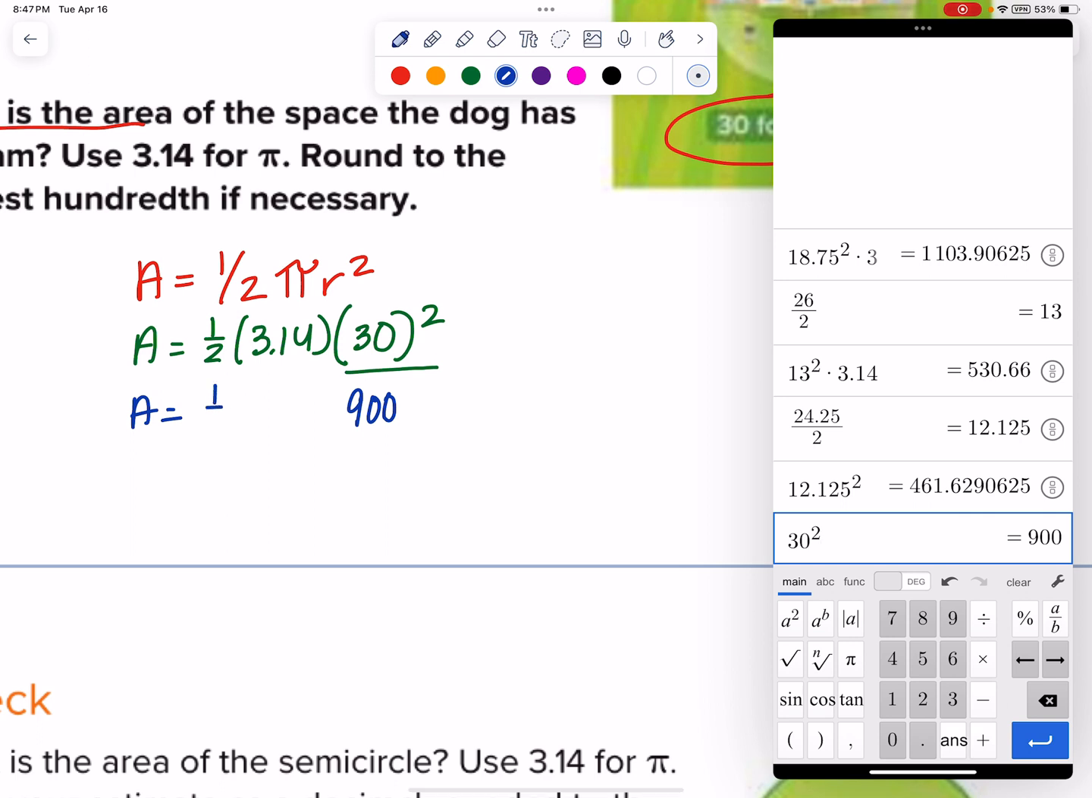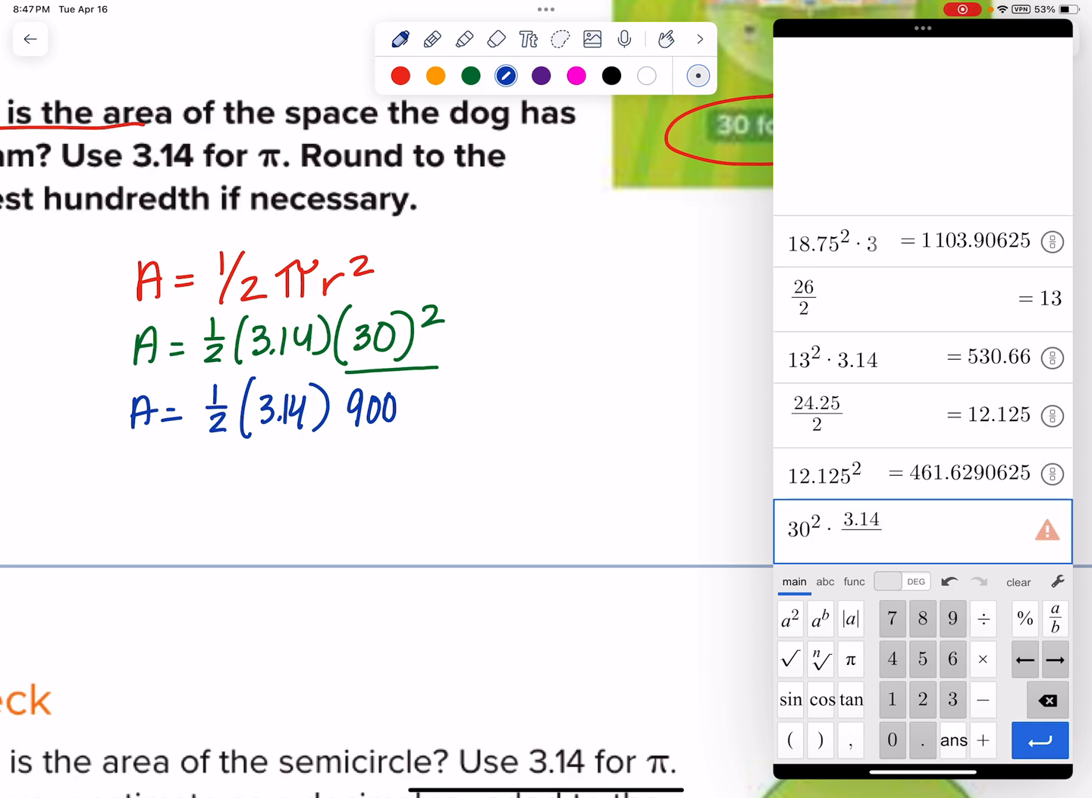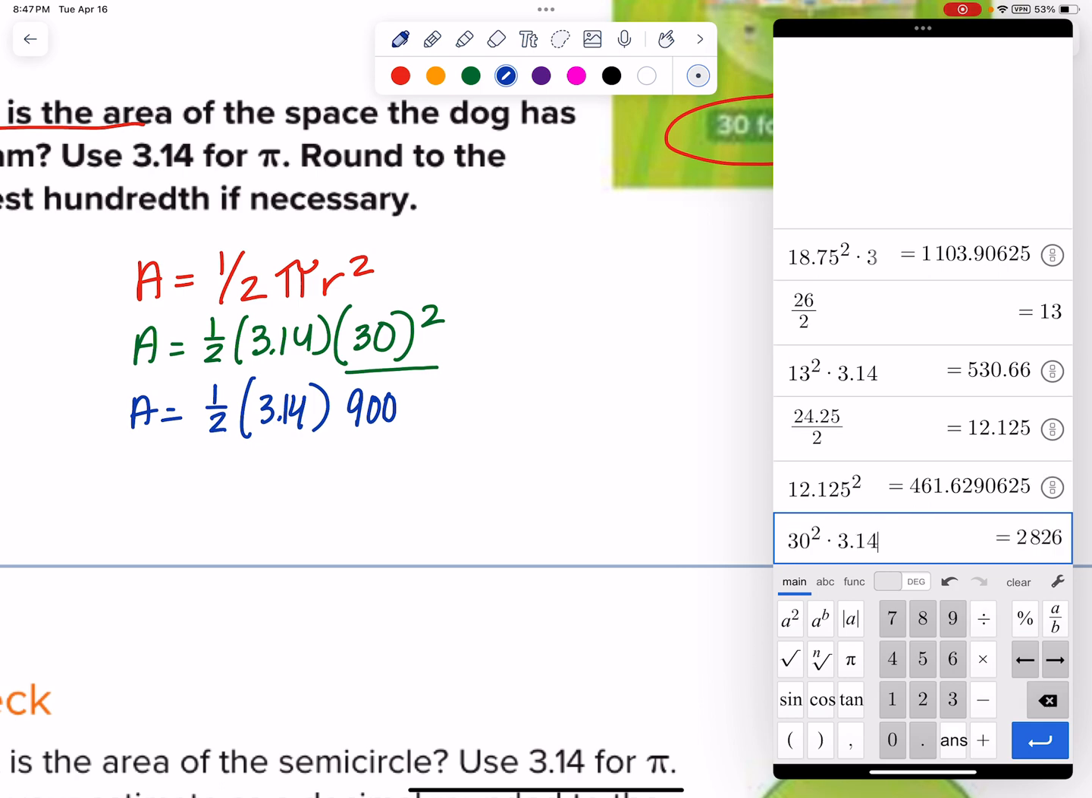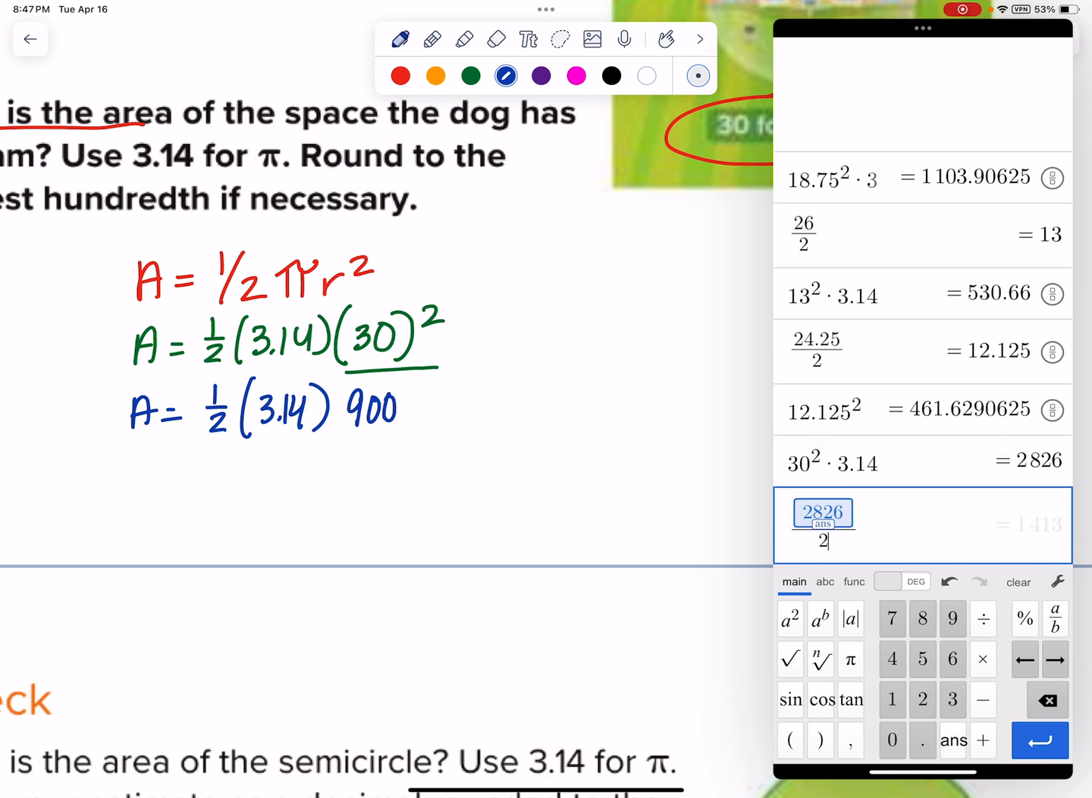Okay, and then we have 1/2 times 3.14. So technically we would do the 1/2 times 3.14 according to order of operations. But we know if we're multiplying and we have all multiplication, it doesn't matter the order in which you multiply everything. And so with our 900, I can automatically just multiply by 3.14 and then divide that. I better hit answer and divide by 2 at the end.